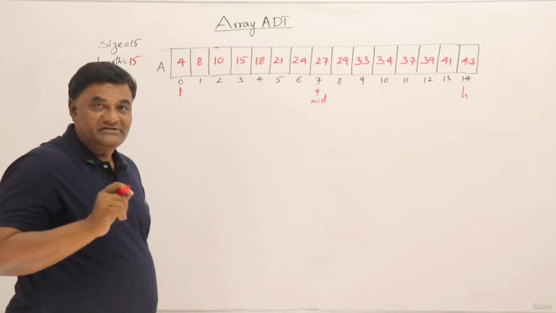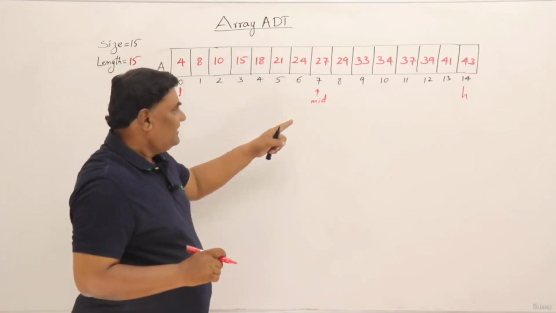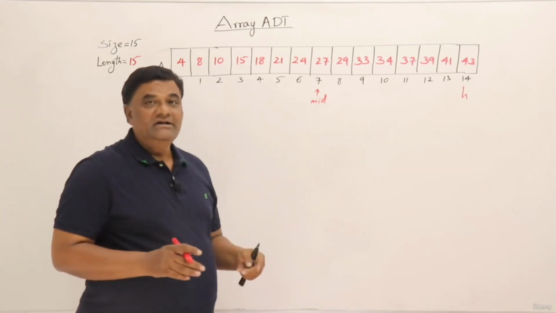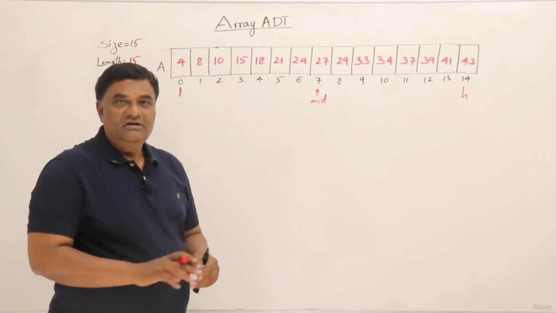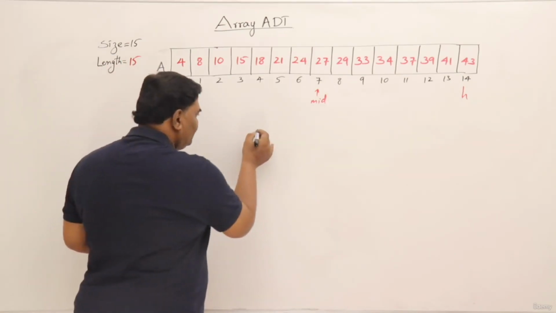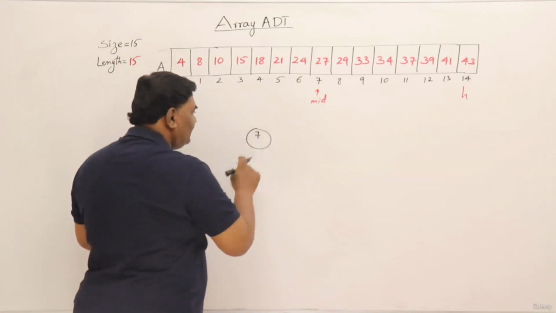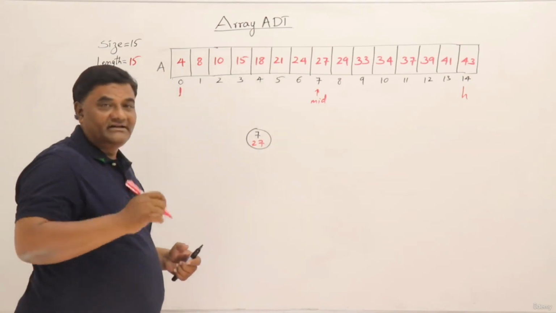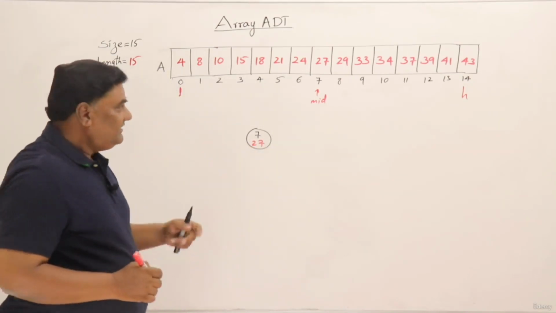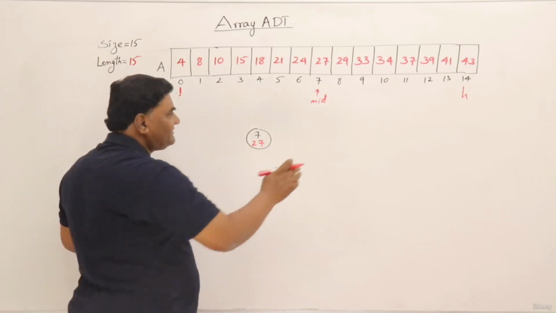So always we were getting mid at 7. If suppose we are searching for a key 27, then in the first comparison only our search should terminate, that key is found. So it means that the key value at index 7, the key value 27, can be found in just one single comparison. And next we were searching for the element on the left hand side.